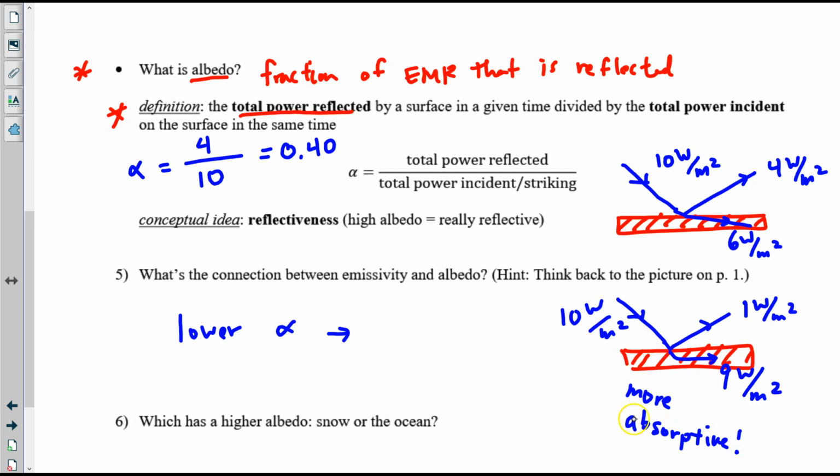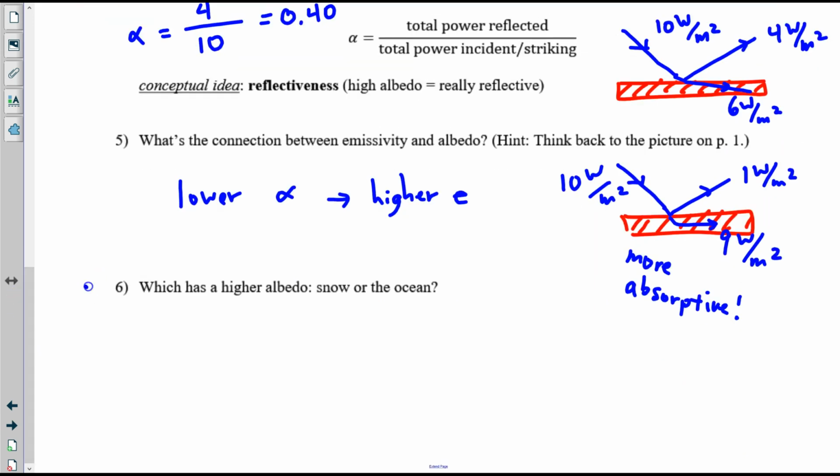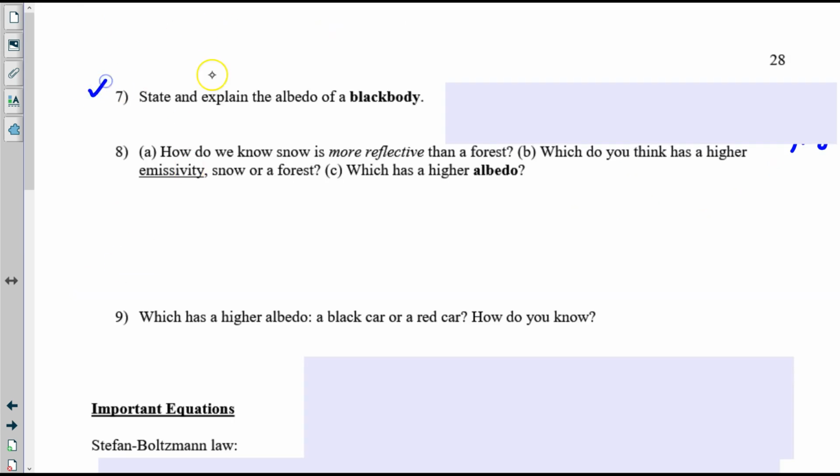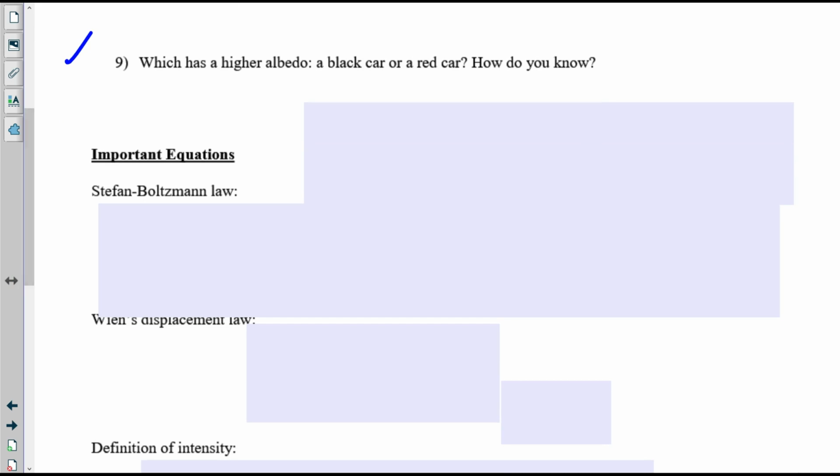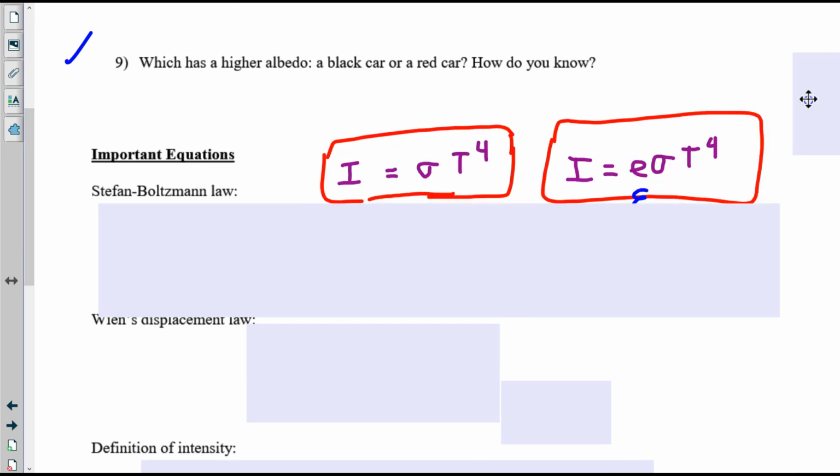And if you're a better absorber, you have a higher emissivity. You're a better emitter as well. Okay, so we're going to use that to answer some questions like number 6, 7, 8, 9. And then, of course, we have these important equations that we want to write down.